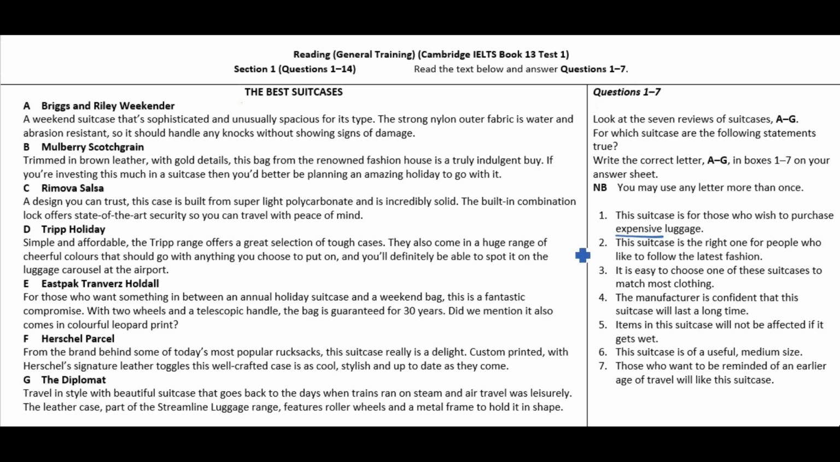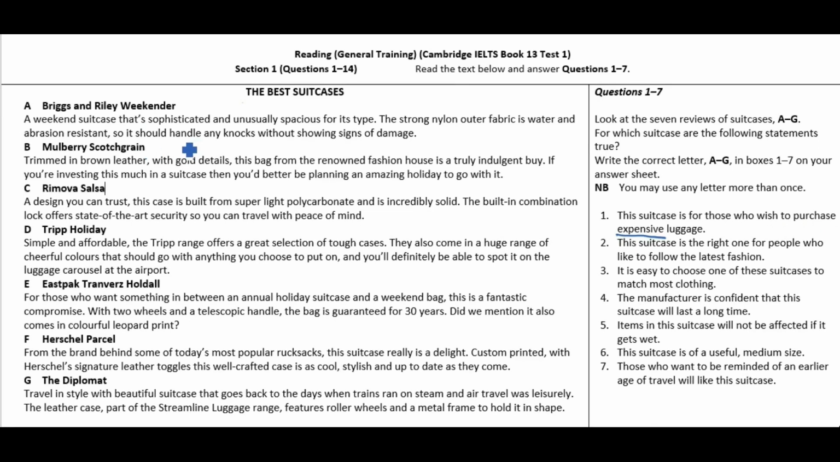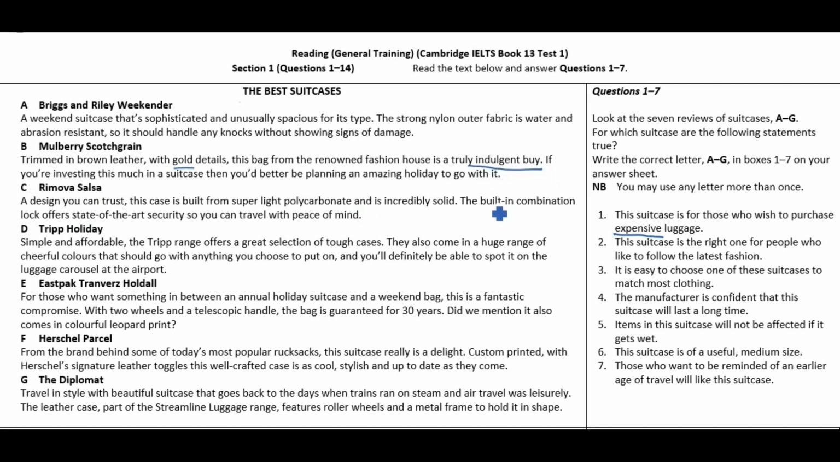So I won't thoroughly read every word and understand every sentence, but this is when I would skim through everything, just look at the main words. So in this case, I'm looking for adjectives, describing words. In A, I see words like sophisticated, spacious, strong, but nothing about price of the product. But in B, I see the word gold, so I'll start reading it thoroughly. Trimmed in brown leather, with gold details, this bag from the renowned fashion house is a truly indulgent buy. This clearly means it's expensive. I'll still read the rest of it. If you're investing this much, another word that tells me that we're talking about a lot of money, then you'd better be planning an amazing holiday to go with it.